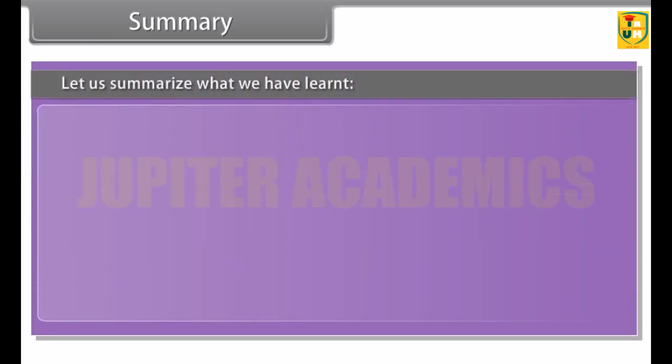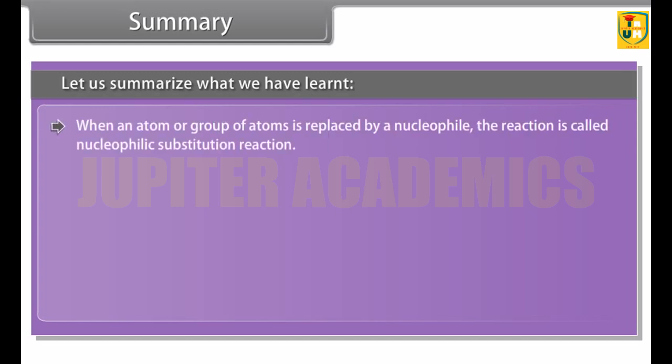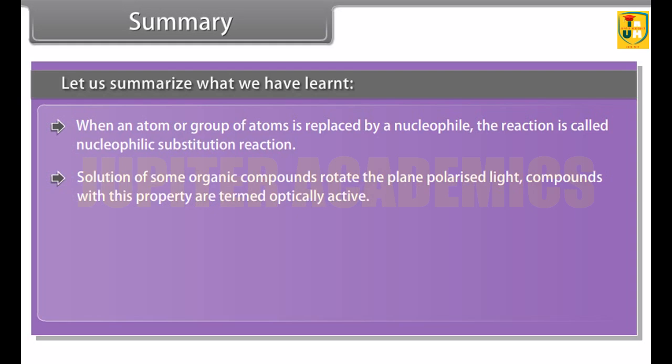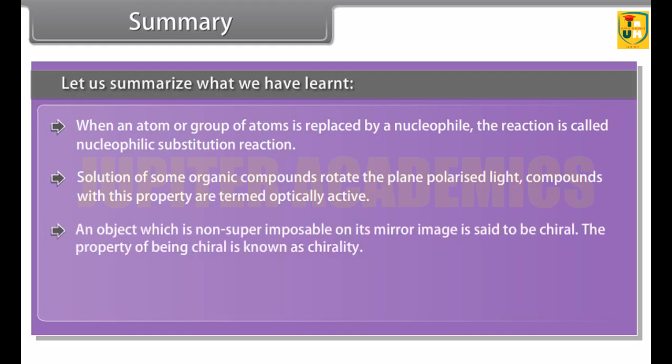Summary. Let us summarize what we have learnt. When an atom or a group of atoms is replaced by a nucleophile, the reaction is called a nucleophilic substitution reaction. Solutions of some organic compounds rotate the plane polarized light, and the compounds with this property are termed optically active. An object which is non-superimposable on its mirror image is said to be chiral. The property of being chiral is known as chirality.